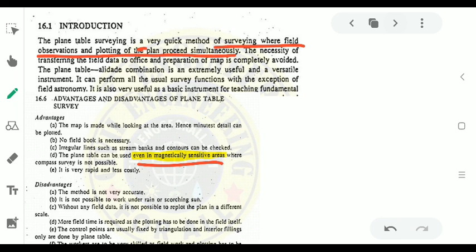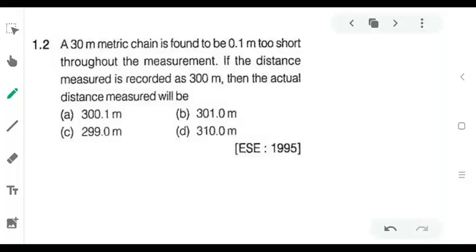Next question. So second question. A 30-meter metric chain is found to be 0.1 meter too short throughout the measurement. If the distance measured is recorded as 300 meter, then the actual distance measured will be. So in this question हमको एक 30 मीटर की मेट्रिक चेन दी हुई है जो 0.1 मीटर टू शॉर्ट है, एंड द डिस्टेंस जो हमने रिकॉर्ड की है दैट इज़ 300 मीटर.